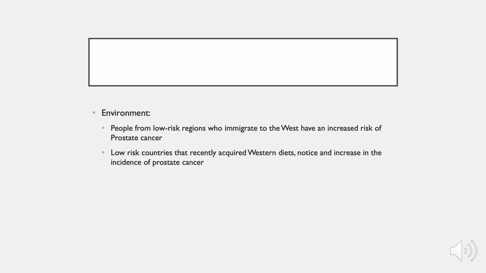Environment also plays a role in prostate cancer development, and the evidence is that people from low-risk regions such as Scandinavia and Asia, when they immigrate to the West, have an increased risk of prostate cancer, implying the role of environment. Also, low-risk countries that have adopted a Western style of food notice an increase in the risk of prostate cancer.